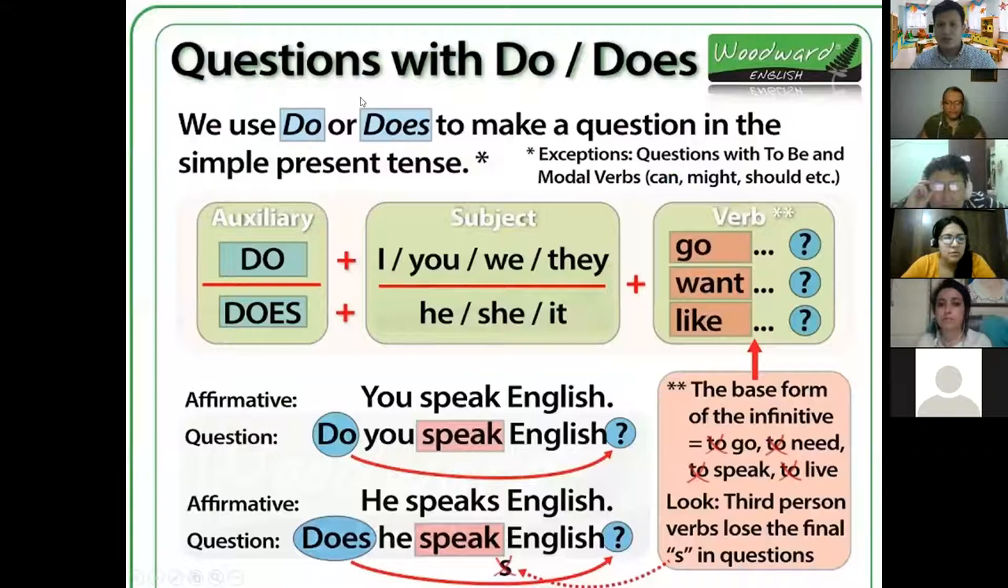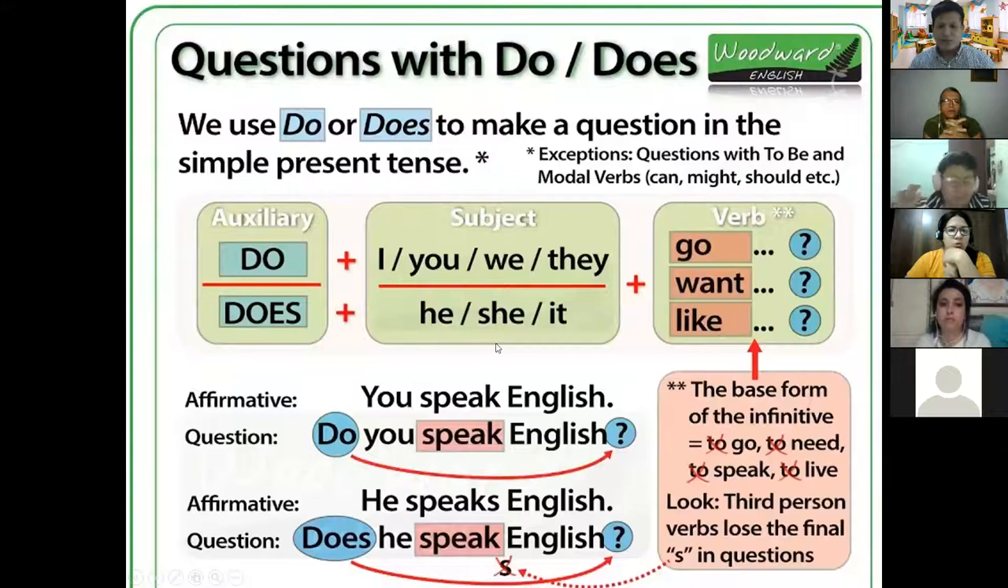How we are going to make a question, do or does. We are going to continue. This is a little bit tedious, boring, but we have to do it. Do or does. ¿Cómo formulamos una pregunta con do y does? Veamos acá. Super easy, a piece of cake, right? How come? Let's see.